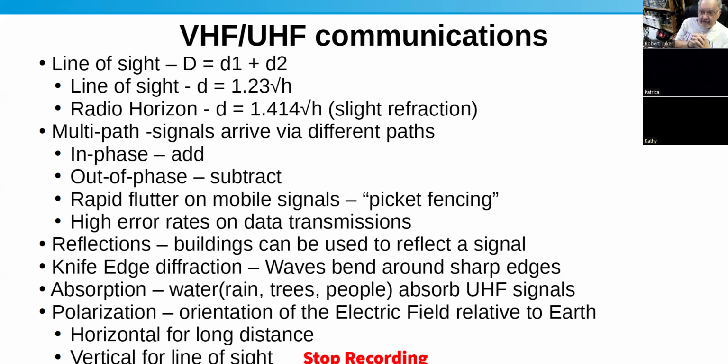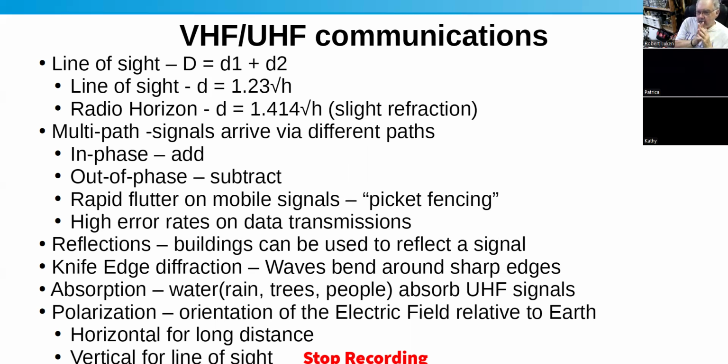These buildings or other things that signals reflect off can also be used to your advantage, where you might be able to get around an obstacle by reflecting your signal off of something to get to the point you want to get to. Kind of theoretical, but yeah, you can do it.